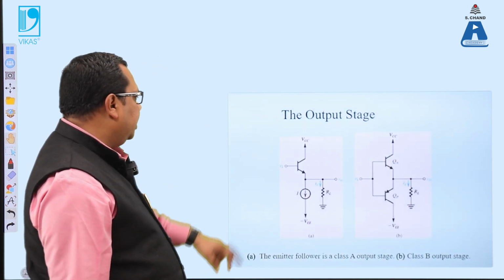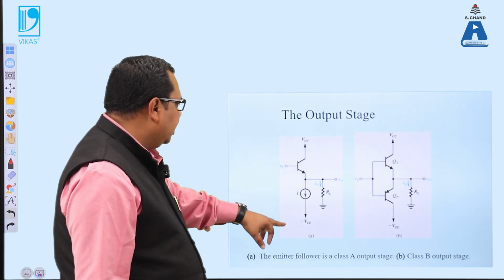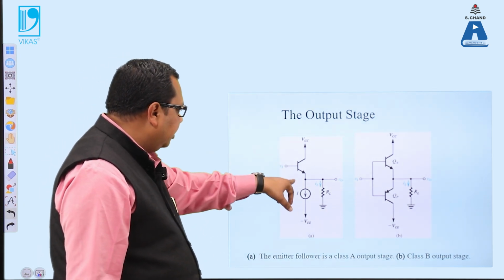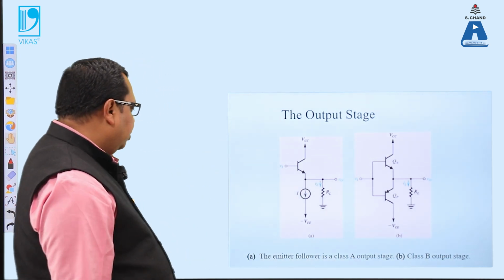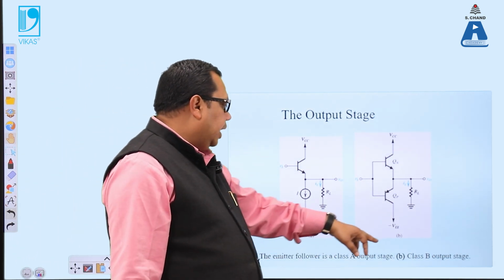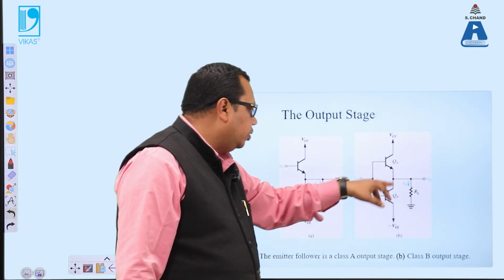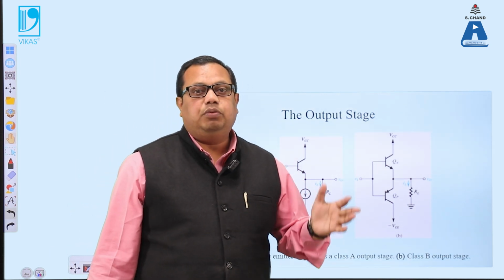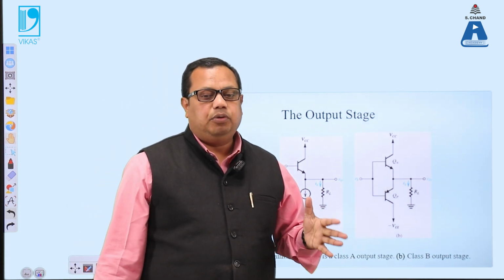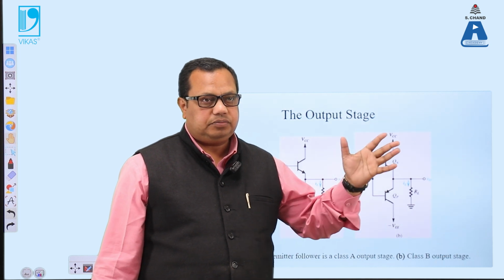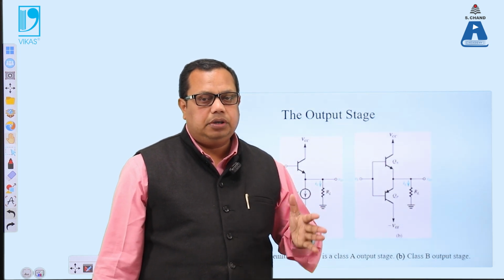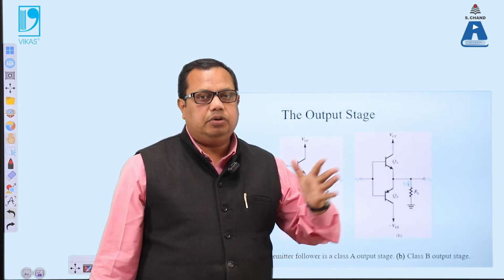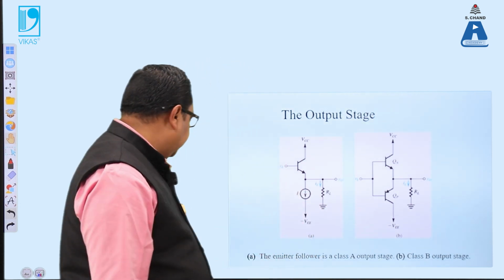So this is the output stage. We can see this is the VCC, and this will give the particular output. This is the emitter follower, and this is the class B output stage. Emitter follower is basically called an input follower, in the sense that whatever is given in the input goes to the output. So we generally say input follower.